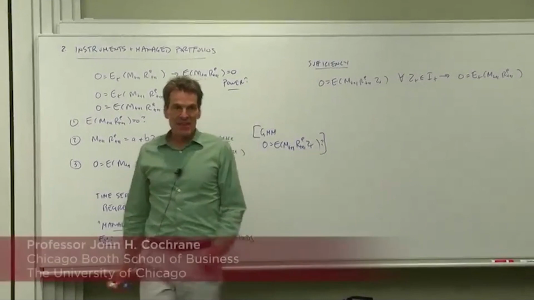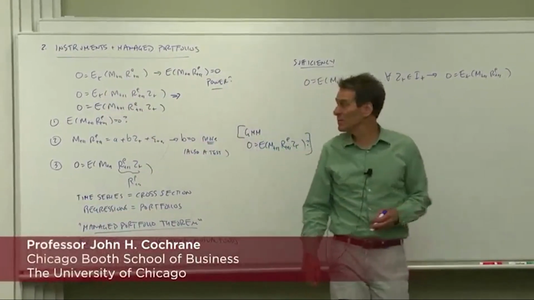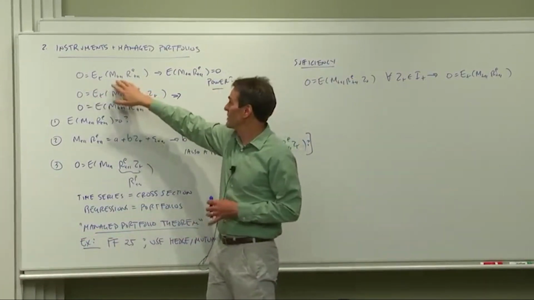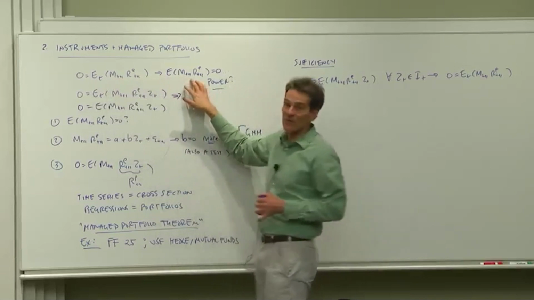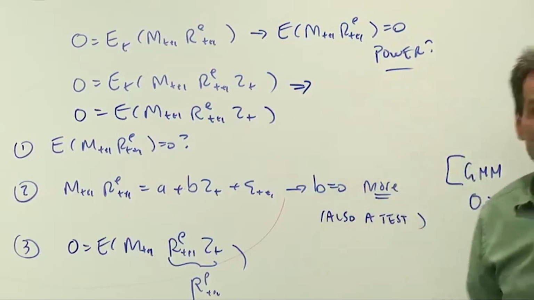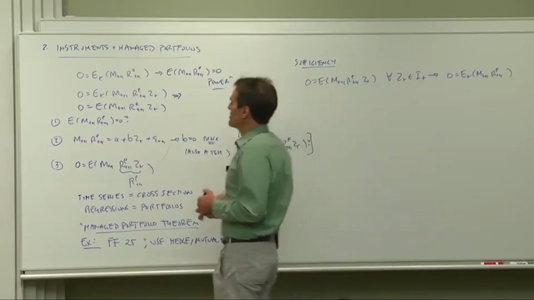So next step in thinking about conditioning information, instruments and managed portfolios. What we did so far is we took 0 equals E_t of MR, conditional information on the agent, and we conditioned down to the unconditional mean. You might worry, we're going to lose a lot of power in just looking at unconditional means. Can we do something about that? Yes, we can. And here's the trick.